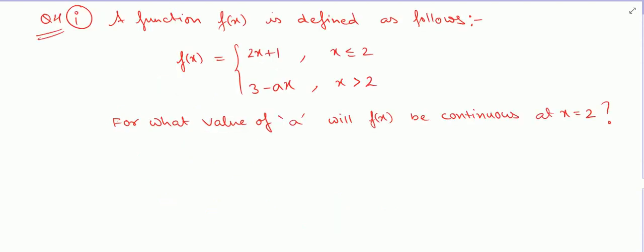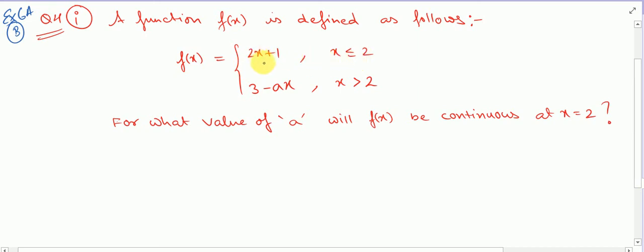Now see the next question. So this is from exercise 6a part B. So question number 4.1, here it says a function f(x) is defined as follows. If x is less than or equal to 2, then the function is defined like this, and for x greater than 2, the function is defined like this. Now for what value of a will f(x) be continuous at x equal to 2? So they want you to find the value of a so that this function becomes continuous at x equal to 2.